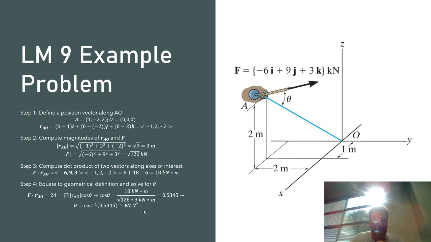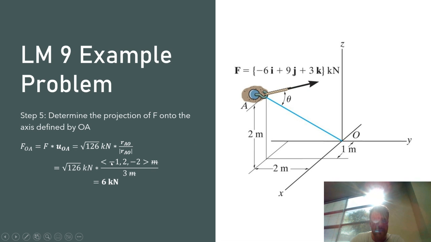Now, how would I go about actually computing an expression for the projection of this vector onto this axis? Well, if I have a position vector from A to the origin, I can easily compute what the unit vector is, right? All that I need to do is take and divide by the actual magnitude of that position vector. And from that, just scale by the force. And what you would find is that the projection of the force F onto axis OA is just 6 kilonewtons.